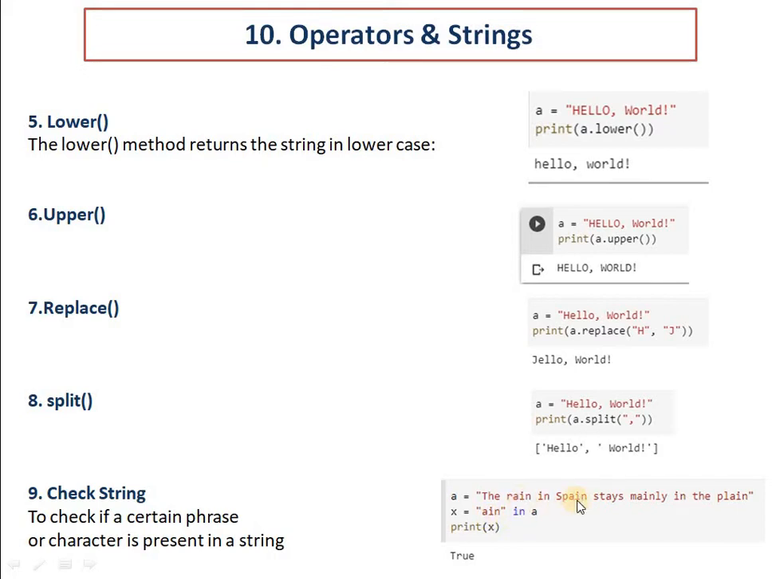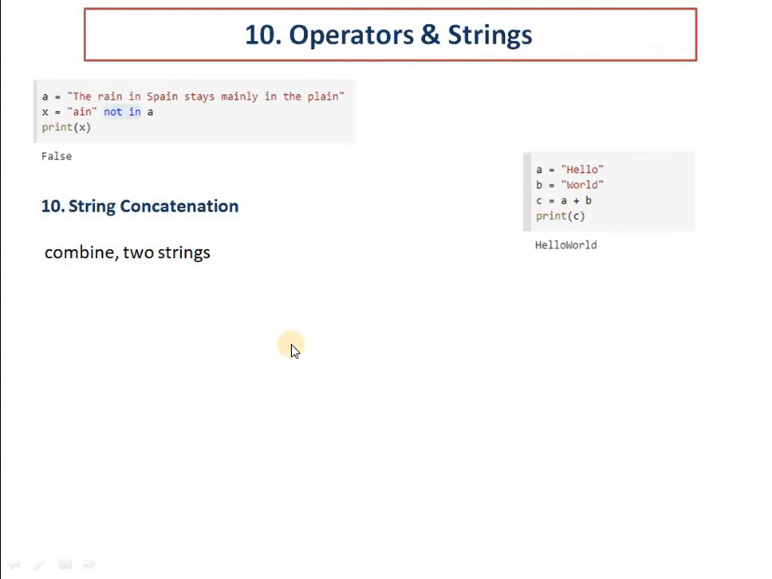Here ain is there, here ain is there, again ain is there, again ain is there. If ain is not there in the variable a, it will display false. Similarly, not in can be used. ain not in a checks whether ain is not present in a. When I am printing it, it is displaying the answer as false because ain is present in the variable a.